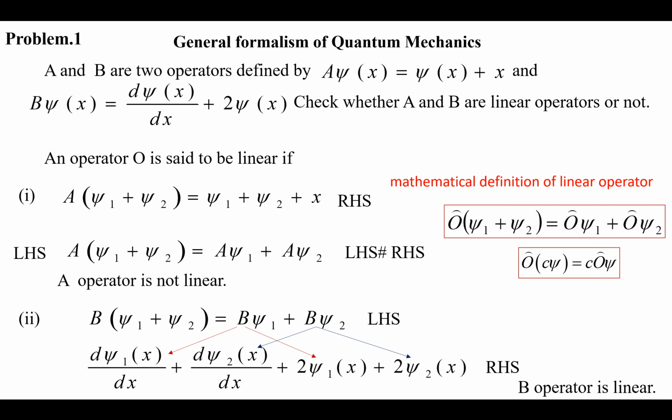So here B psi 1 is equal to the first term and third term, B psi 2 is equal to the second term and fourth term. So look at the terms. So exactly they are equal. That is, B psi 1 equals the addition of first term and third term, and B psi 2 is the addition of second term and fourth term. So left hand side is equal to right hand side. So we can say that B operator is the linear operator. And of course in quantum mechanics we always deal only with the linear operators. So operators must be linear.